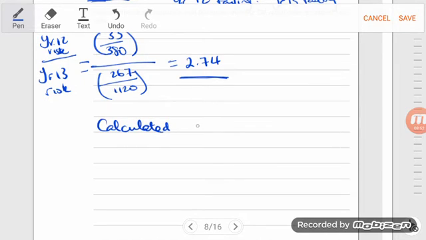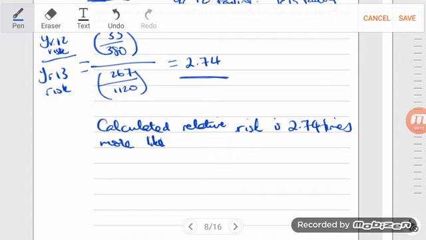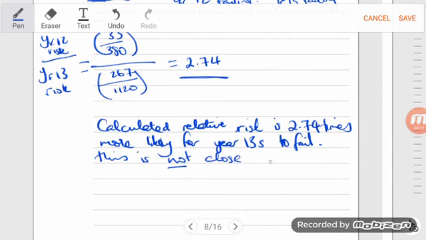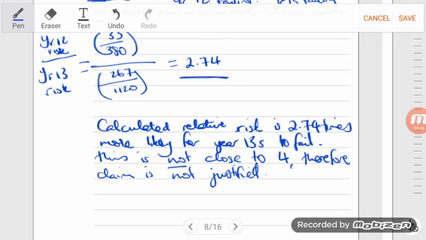Calculated relative risk is 2.74 times more likely for year 13s to fail. This is not close to 4. Therefore, the claim is not justified. Okay.